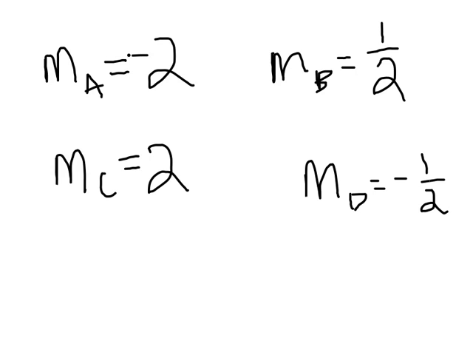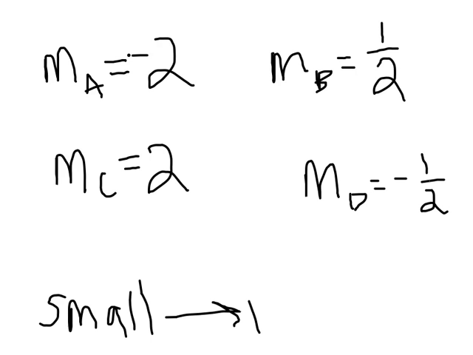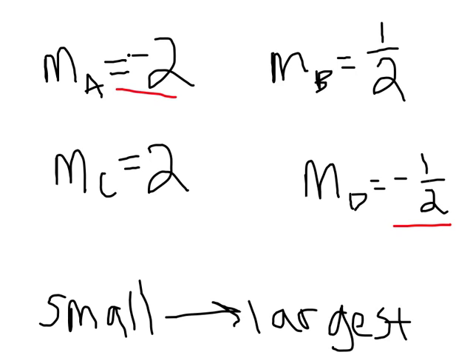The problem is asking us to go from least steep to the steepest, which I'm just going to interpret as going from smallest to largest. So what is the smallest slope? Well, we have two negative slopes. We have our -1/4 and our -2. Which one of these is smaller? A, -2. So that's our first one, our smallest one.